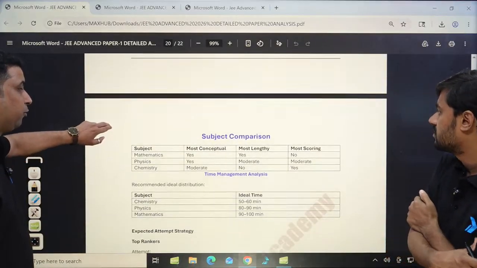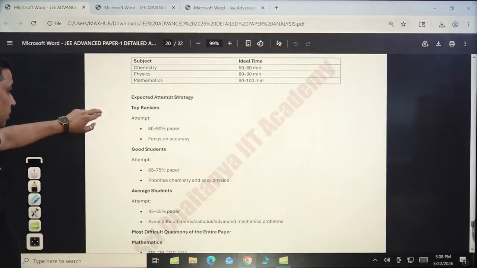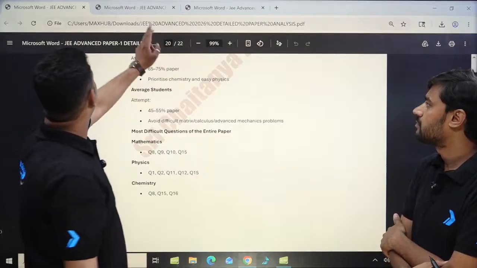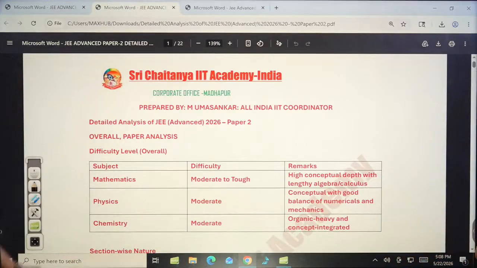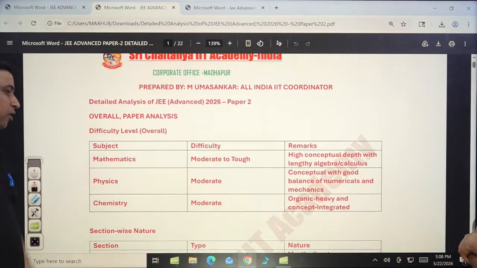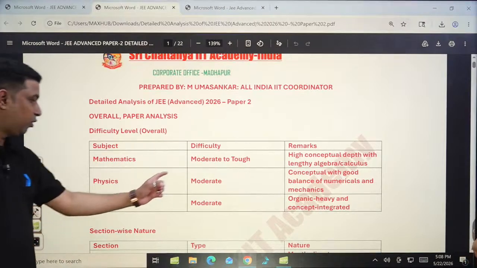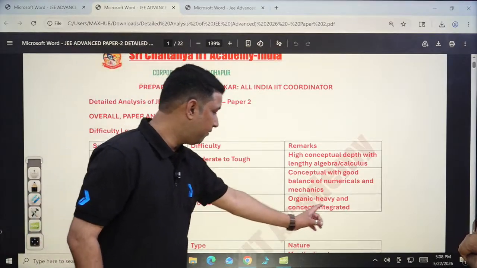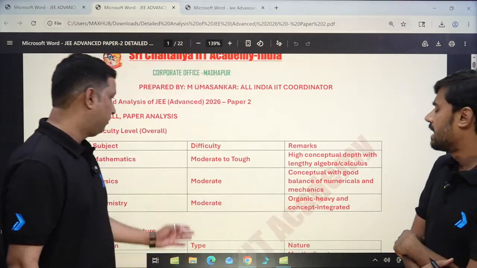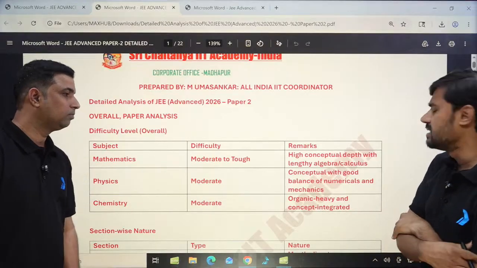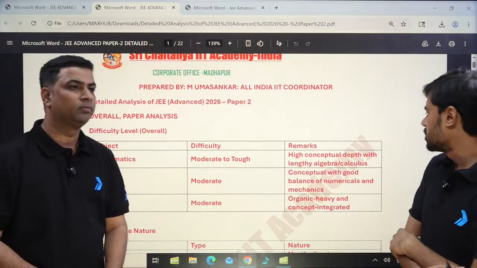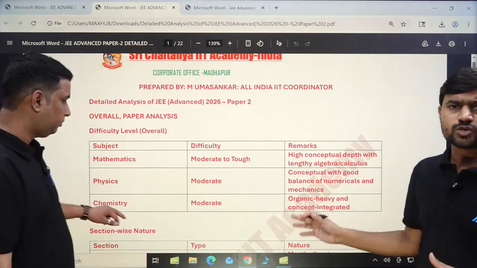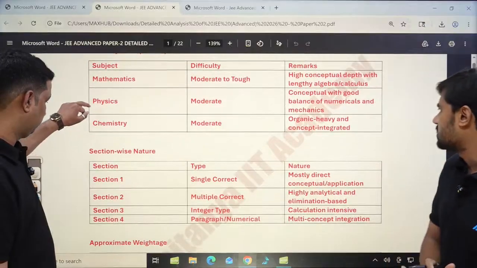Now we have to move towards the paper 2. Okay. For the paper 2, we can start from here. Paper 2. Mathematics, again, moderate to tough. Physics was moderate, and chemistry was moderate. And if I say organic, heavy, and conceptual integrated. And mathematics was of high conceptual depth with lengthy algebraic calculus, yes. And physics was conceptual with good balance of numerics and mechanics. Here is a mechanics question, which was somewhat difficult.